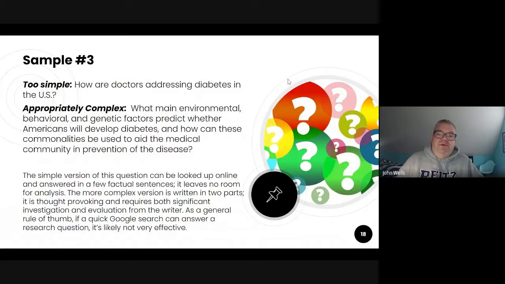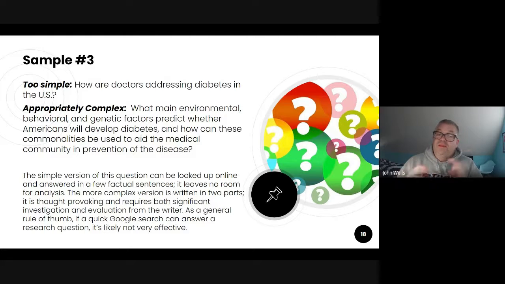And then finally, example number 3: how are doctors addressing diabetes in the United States? Again, this statement is so simple, we don't really know where to start, right? It really lacks direction on where we are going to go with this. So, what main environmental, behavioral, and genetic factors predict whether Americans will develop diabetes? And how can these commonalities be used to aid the medical community in the prevention of disease?